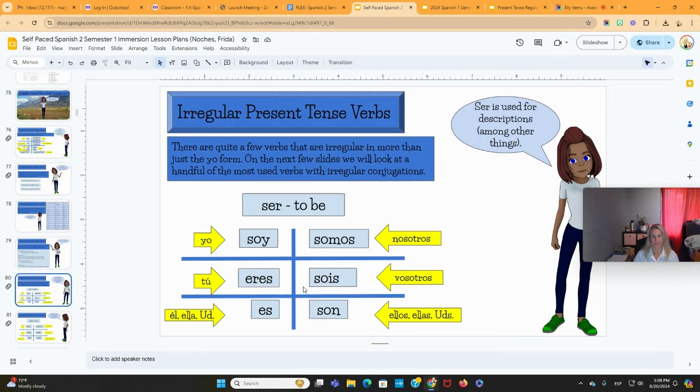All right. Then we have the common verb ser. There are quite a few verbs that are irregular in more than just the yo form. On the next few slides, we're going to look at a handful of the most commonly used irregular verb conjugations. You have ser, which is soy, eres, es, somos, sois, son. Ser is used for descriptions.